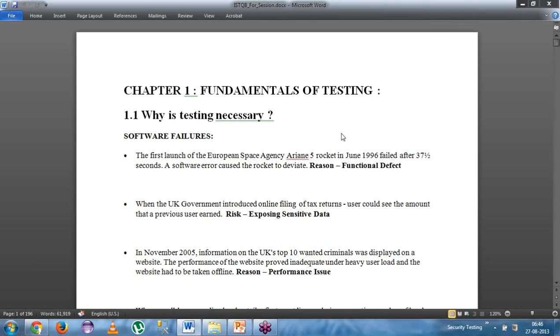First, let's talk about why testing is necessary. So what is the purpose of doing the testing?